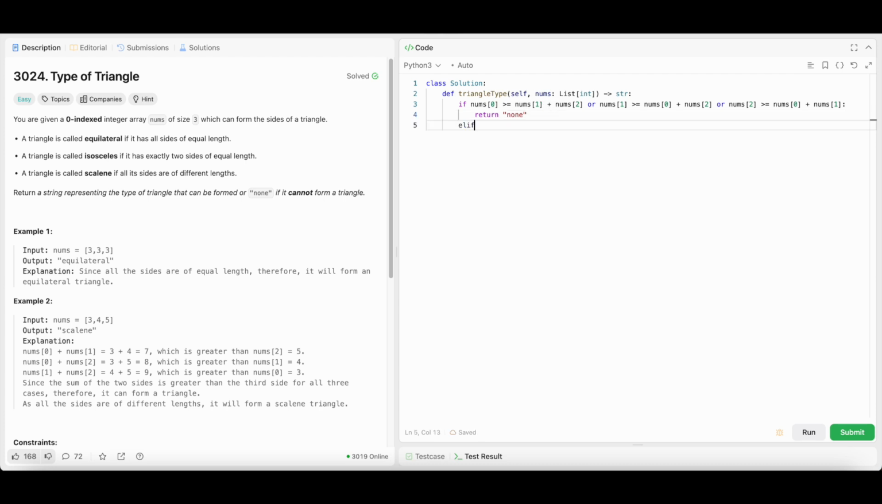Otherwise, we'll check if all three sides are equal. So if nums[0] is equal to nums[1] is equal to nums[2], we can return equilateral.